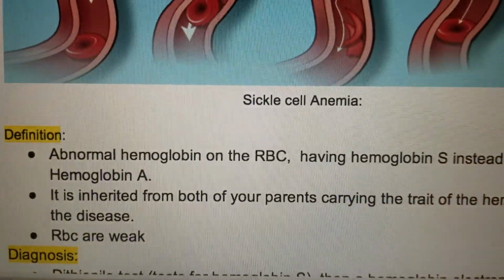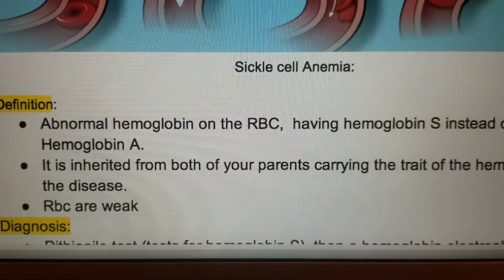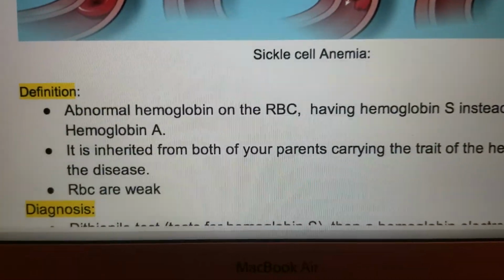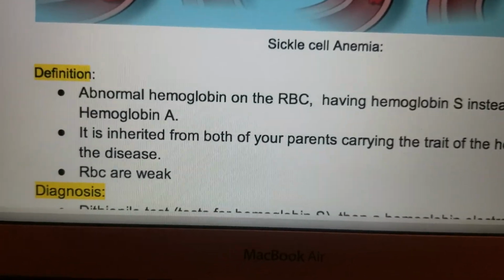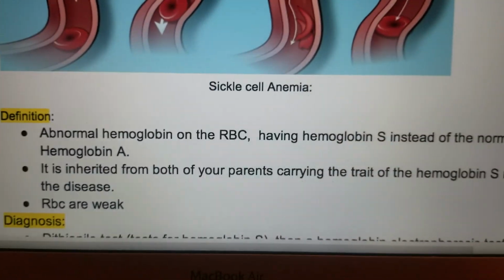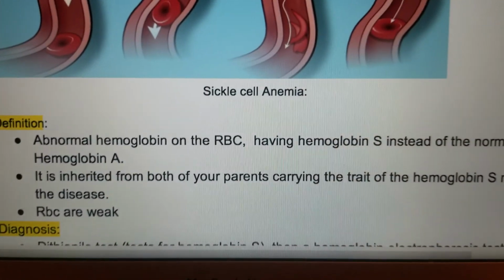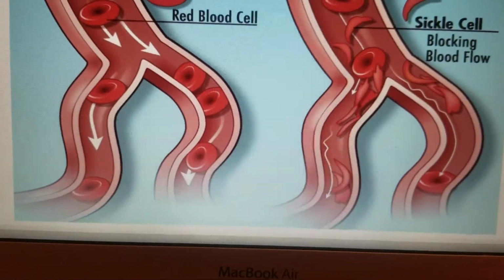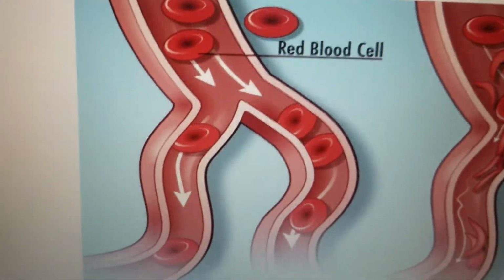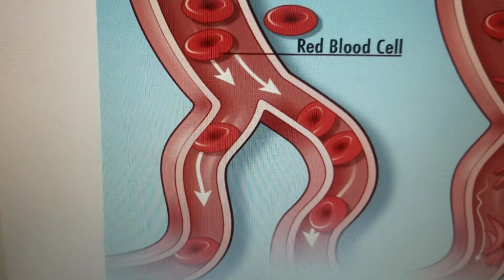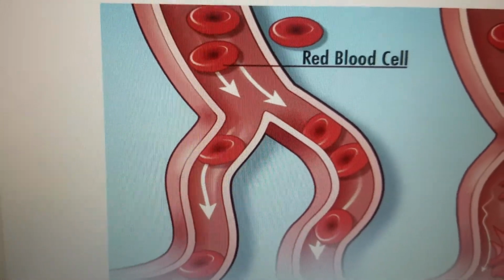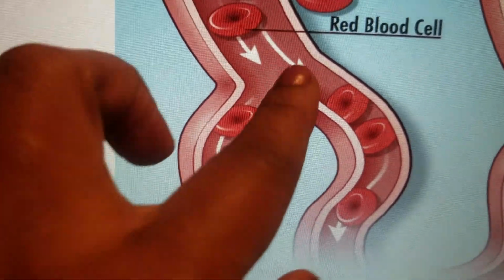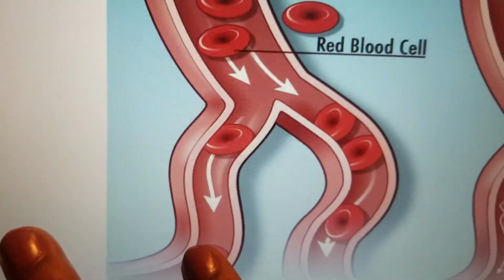So, sickle cell anemia basically means that you have an abnormal hemoglobin on the red blood cells. You have hemoglobin S instead of hemoglobin A. What does that mean? This is what normal red blood cells look like. They are round, they're concave, and they're very flexible and can get through these vessels very easily.